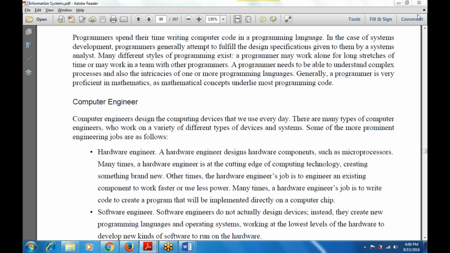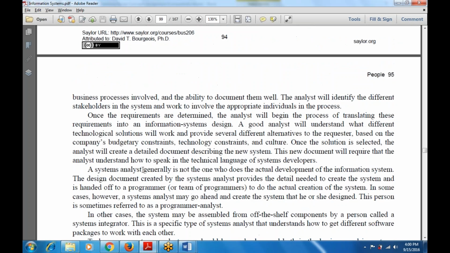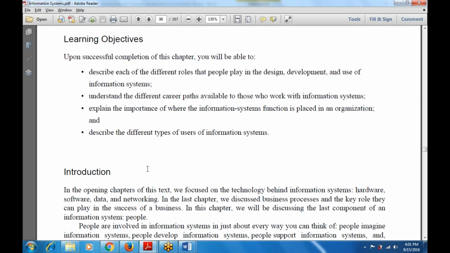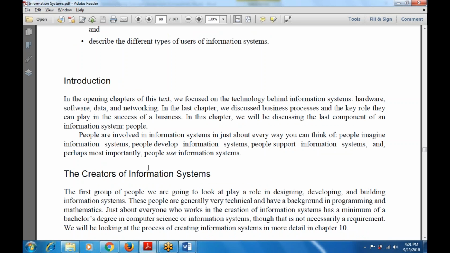Let's continue with the topic, that is, a computer engineer. In the last class we studied what is the meaning of the people involved in this, how we can depend on the people used in the information system, that is the introduction. Then, who are the creators of the information system? Creator means the people who are involved in designing, developing and building the information system.